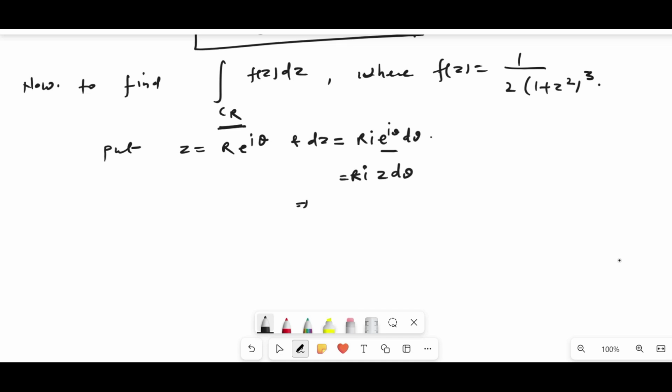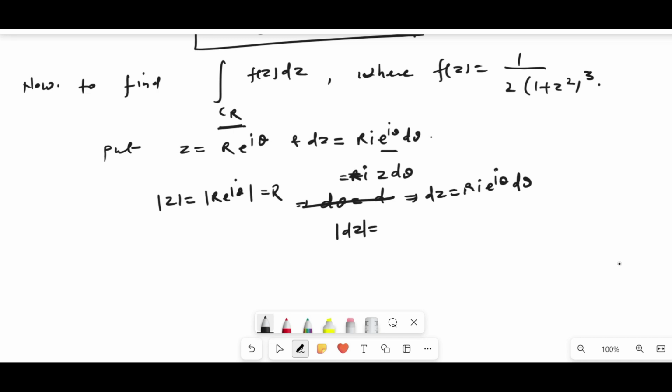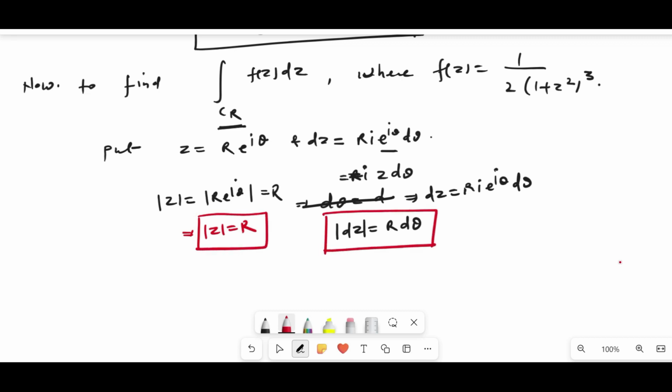So we can write here dz is equal to r i e to the power of i theta d theta, and after taking the mod on both sides, it will give r, and mod of dz will be equal to r d theta. So this is our required value.